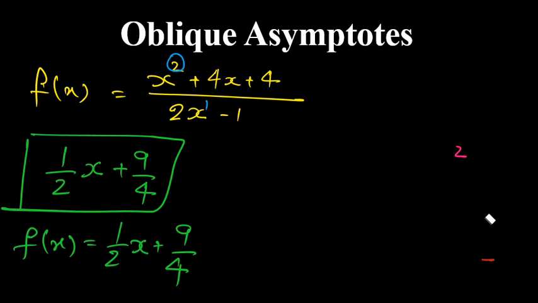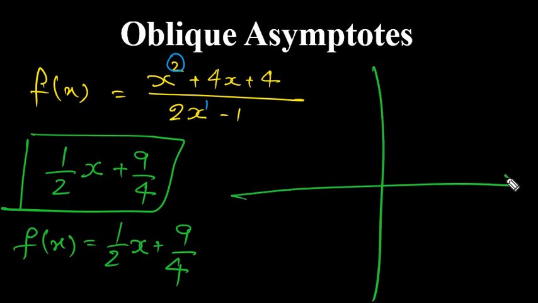Okay. Now to draw the straight line, you need a coordinate axis. Is there any horizontal asymptote? No. Vertical asymptote is 1 over 2. So that's, let's say, 1 over 2. That's your vertical asymptote.